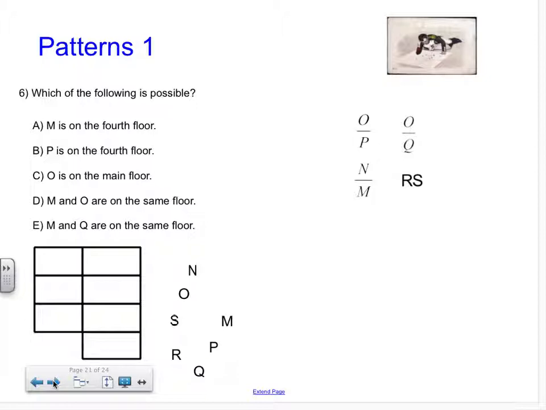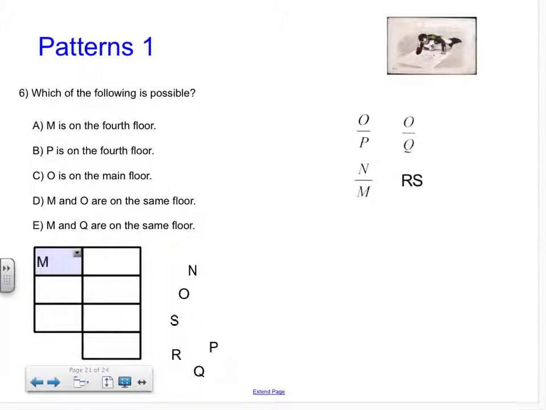We will continue. So the question reads as follows. Which one of the following is possible? So we have M on the 4th floor, P is on the 4th floor, O is on the main floor, M and O are on the same floor, M and Q are on the same floor. Well, let's give it a shot. What if we were to put M on the 4th floor?